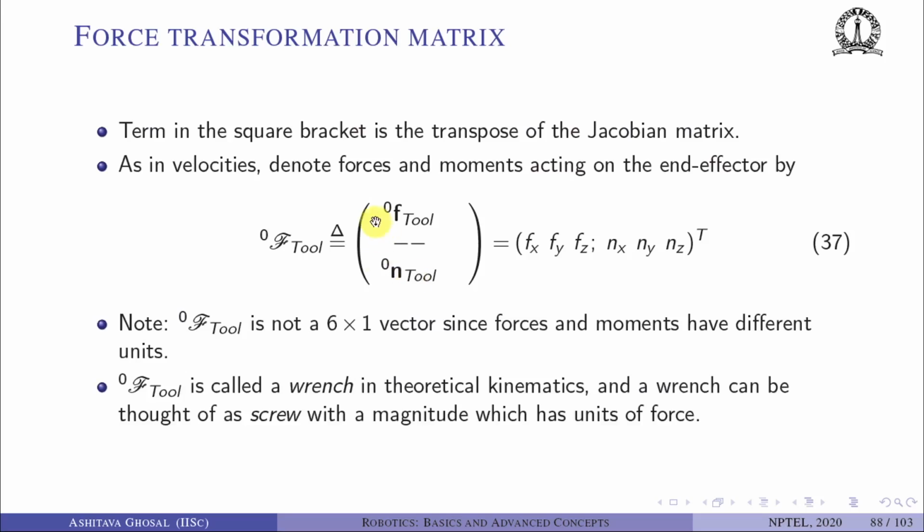This quantity, the tool force and moment, is called a wrench in theoretical kinematics. Basically a wrench can be thought of as a screw with a magnitude which has units of force. Okay, let's not worry about it. But in theoretical kinematics, a combination like this, using nicer approaches like homogeneous coordinates, can be thought of as a proper 6x1 entity, without this messing up of units.